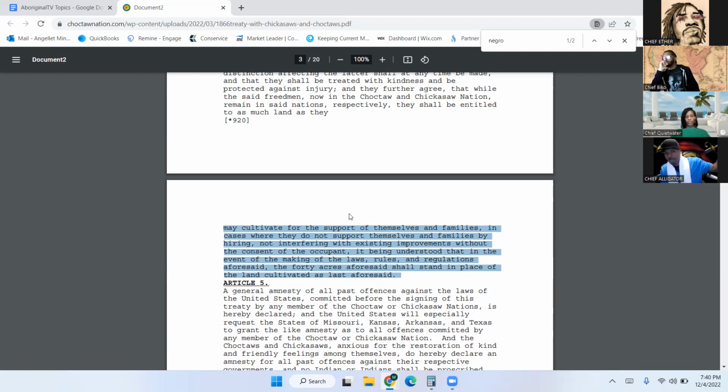The Negro is able to move within the court system of the Choctaw and Chickasaw just like them. He's also to be protected, but who do they give the land to? The European peasant freedmen. Did y'all catch that? That's how these crackers got the land. Great point. And shit, they even got more of it.